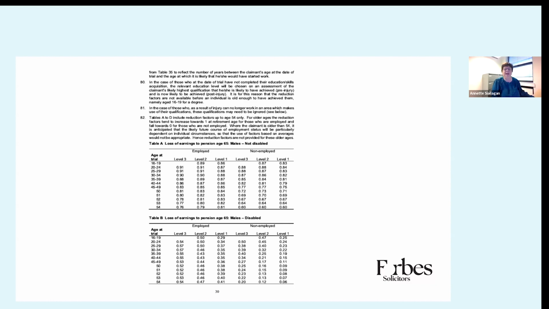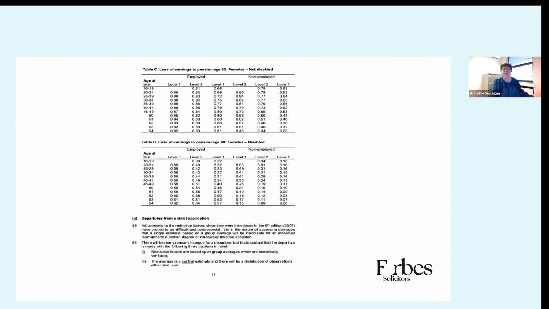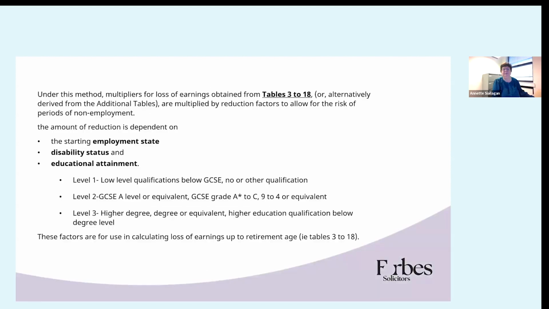I'm talking about. So you've got the age at trial on the left, and then you've got the various different factors you've got to take into account when applying these further contingencies: whether the person is employed or non-employed at the time of your calculation, whether they are disabled or not disabled, and their level of education. So that's C and D as well. It depends on, like I said, the employment state, the disability status, and the educational attainment.